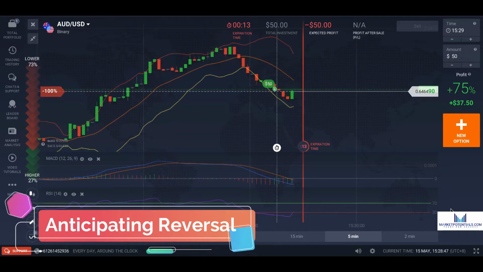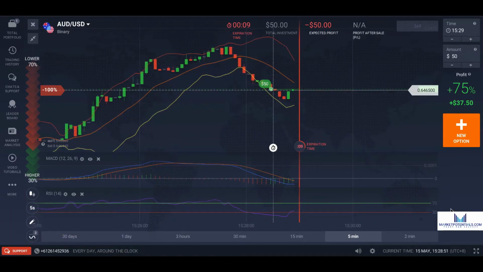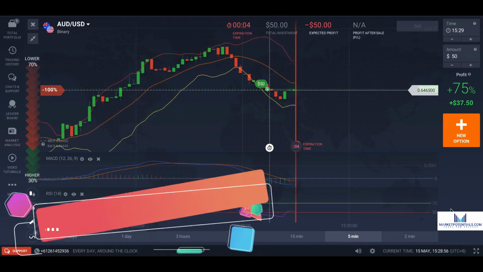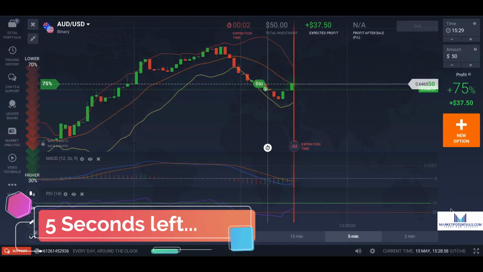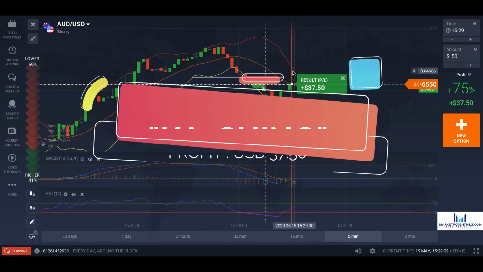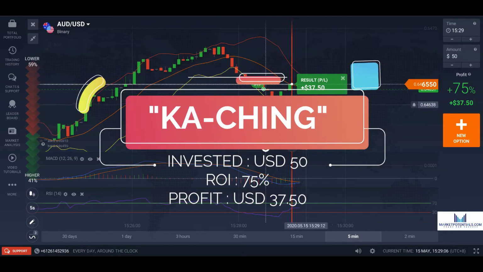It kind of needs to reverse, and I know it would. Now the only thing is whether or not it's going to do that in the next 10 seconds. So let's see, I've got about 5 seconds left. There we go. All right, so in the money, second time around, pretty sure it's going to happen. Yep, there we go, $37.50. That's 75% return on this.